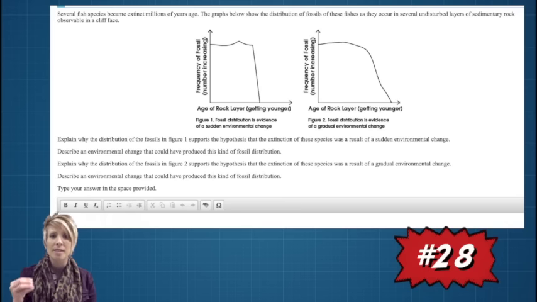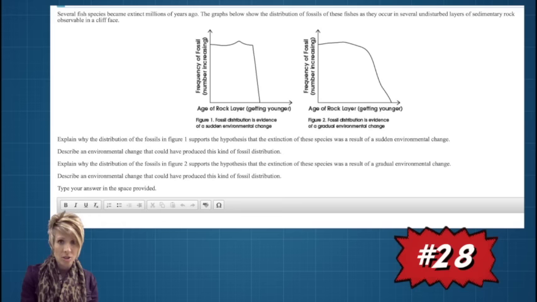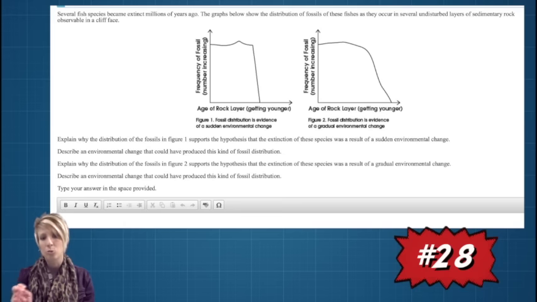On figure one, it says fossil distribution is evidence of a sudden environmental change. But here it says, figure two, fossil distribution is evidence of a gradual environmental change. So in the first one, figure one, if you're paying attention, that was a sudden change. And in the second one, we have a gradual change.